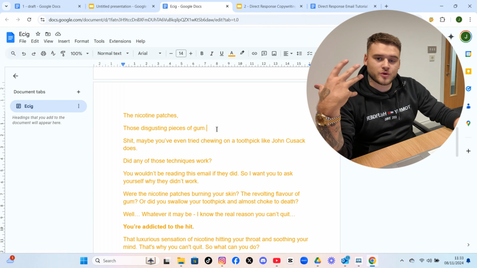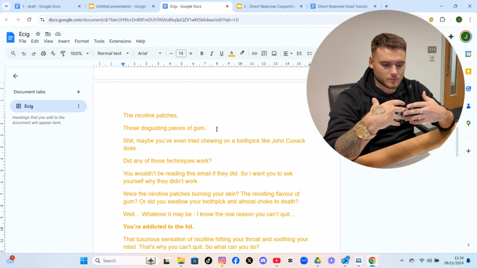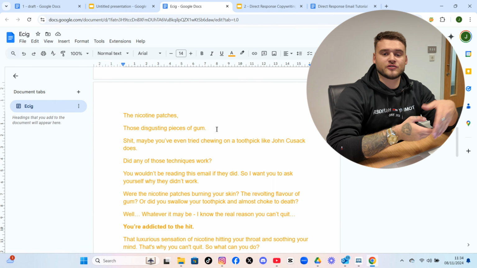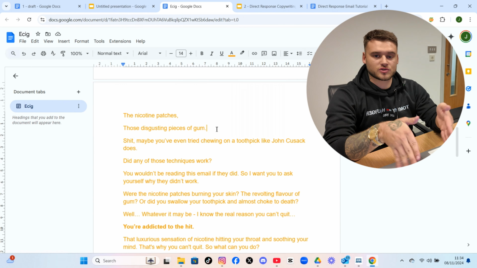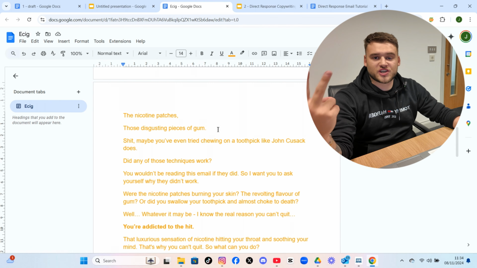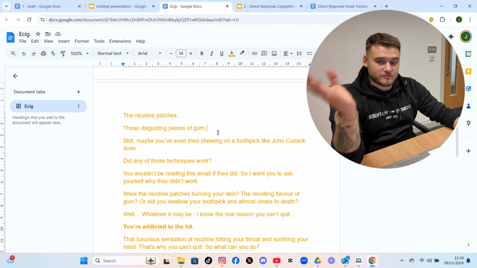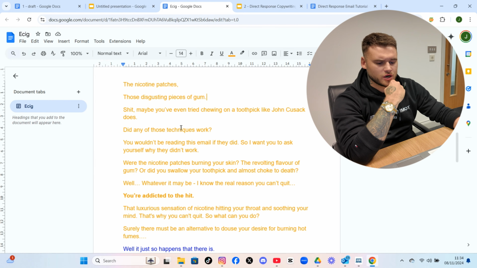Now, not only are you identifying methods of practice that they have used to try and solve their problem, but you are also indirectly comparing your product to other ones. Nicotine patches, disgusting pieces of nicotine chewing gum, the shit, they don't work. That's going to resonate with people because they have tried it. And the majority of people who have tried to quit smoking have done that. They've tried nicotine patches and they've tried the chewing gum. Did any of those techniques work? Well, you wouldn't be reading this email if they did.